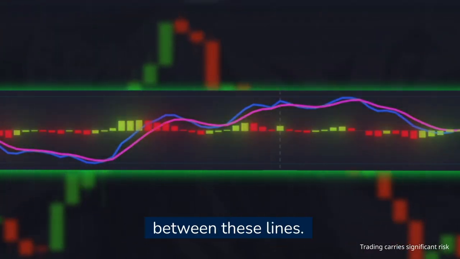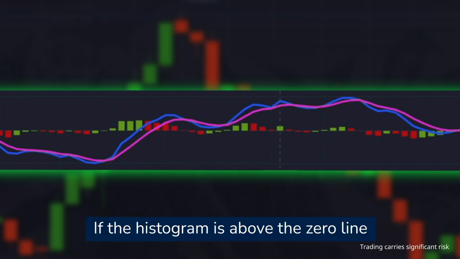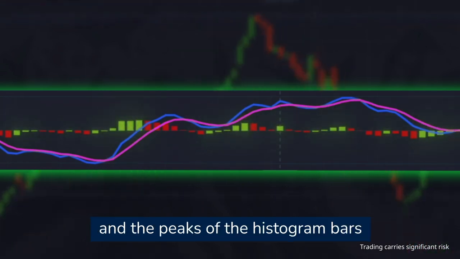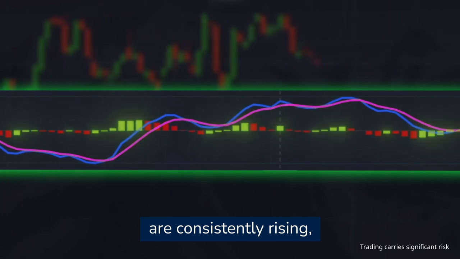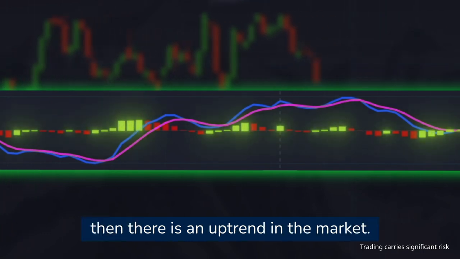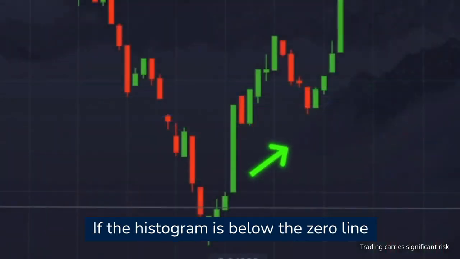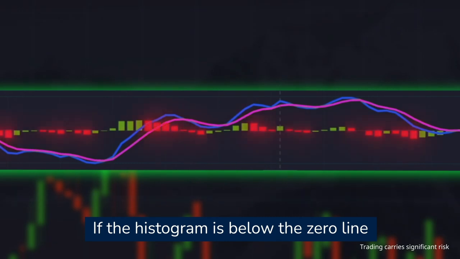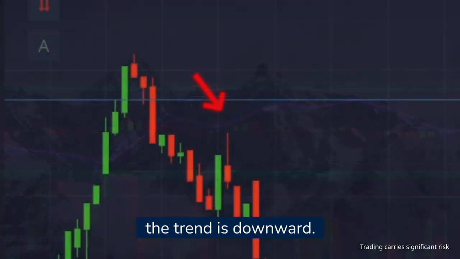difference between these lines. If the histogram is above the zero line and the peaks of the histogram bars are consistently rising, then there is an uptrend in the market. If the histogram is below the zero line, the trend is downward.